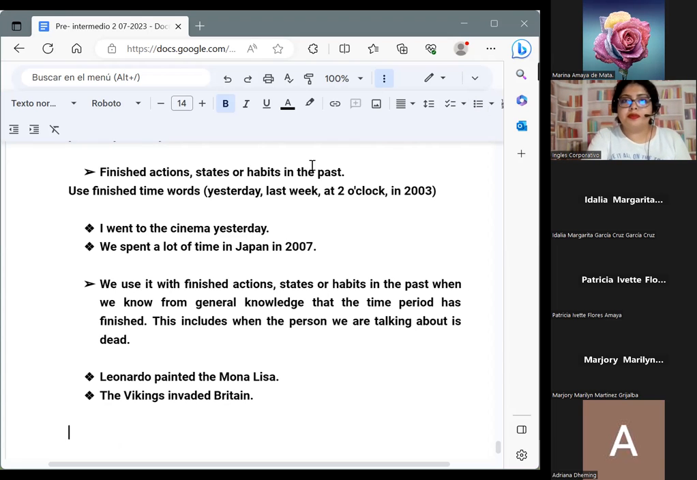And in number three, we are going to use these structures, the finished actions, the states or habits, when we are going to introduce news with the present perfect or another tense. And this is sometimes called details of news. Quiere decir que también lo vamos a utilizar cuando tenemos que presentar algo con el presente perfecto o algún otro tiempo, y se le llama detalles de la noticia.